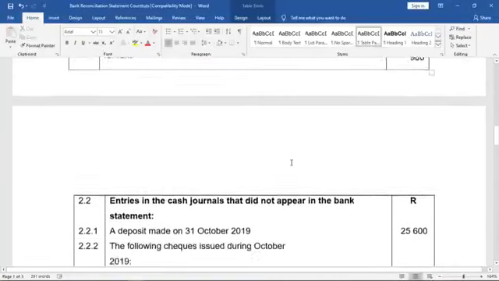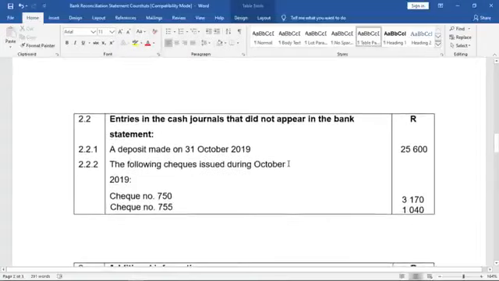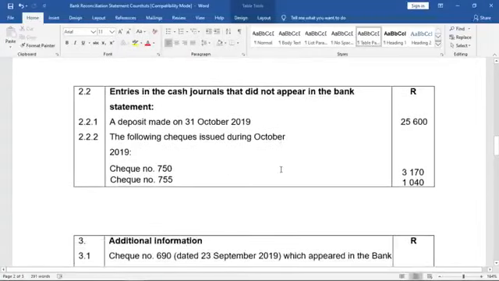Now you can see there we have done everything that was not in our cash journals. Now here, that's why I said it's very important to pay attention to the details, because here now they're telling us in the cash journals, meaning in our books, that did not appear in the bank statement. So if they did not appear in the bank statement, where do we record it? Well, if you guessed bank reconciliation statement, you'd be correct. So whatever didn't appear in the bank statement, we do it in the bank reconciliation statement.